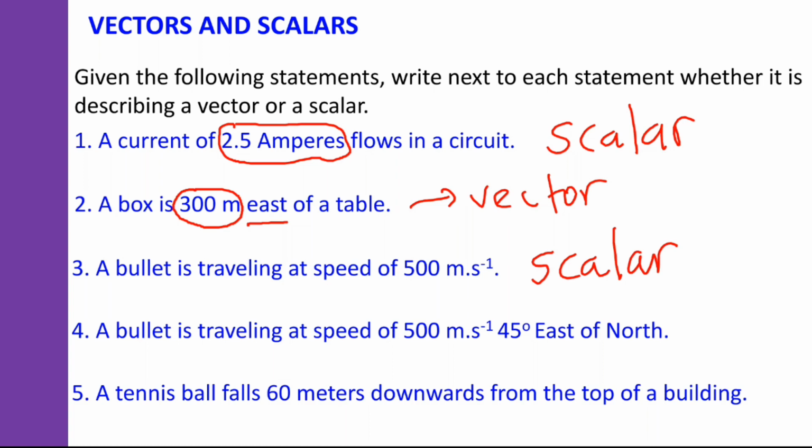Then in question 4, we have a bullet traveling at 500 meters per second, 45 degrees east of north. So in this case, there is magnitude given, 500 meters per second, and there is also direction given. So this is describing a vector quantity. Later on, we'll talk about a vector quantity called velocity, where you've got speed and direction together. Okay. Number 5 says a tennis ball falls 60 meters downwards from the top of a building. So the magnitude of the fall is 60 meters distance. The direction is falling downwards. Okay. So this is describing a vector quantity.